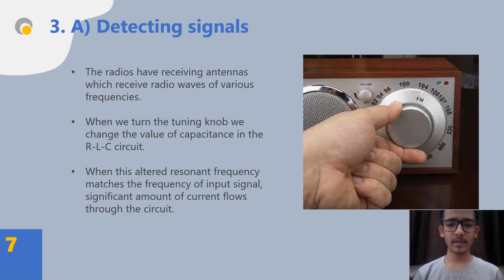And because of this, the value of 1 by root LC, which is omega, also changes because C is changing. And this altered resonant frequency matches the resonant frequency of one of the input signals out of the various ones. And when this happens, a significant amount of current flows through the circuit, and through this current we can derive information about the signal and then convert this digital information into audio output.